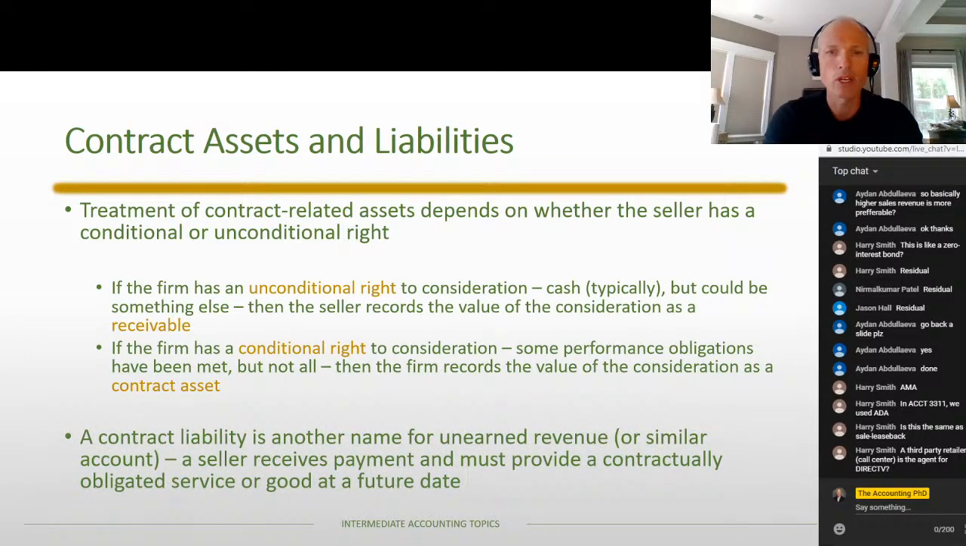So contract liability is another name for unearned revenue, and that's when a seller receives payment but must provide a contractually obligated good or service at a future date.